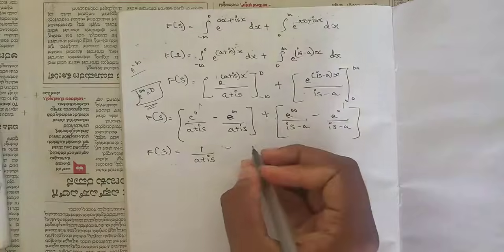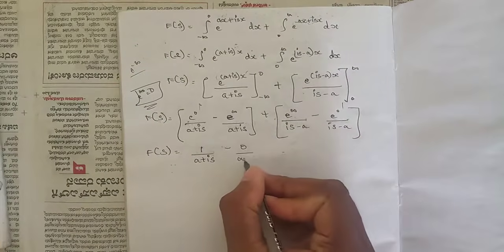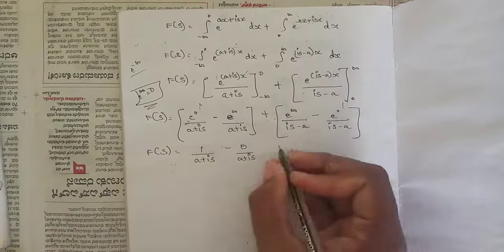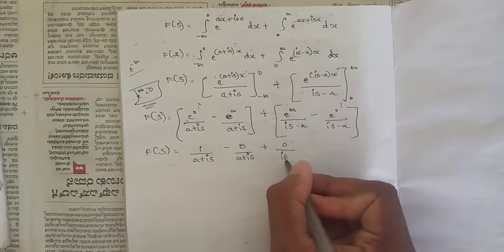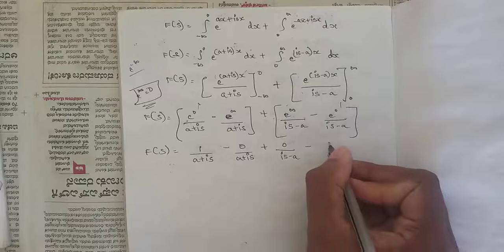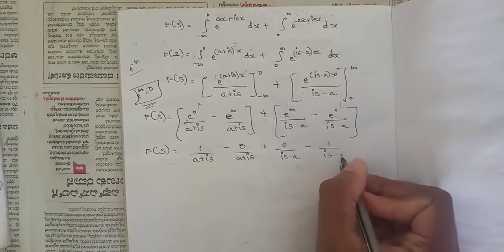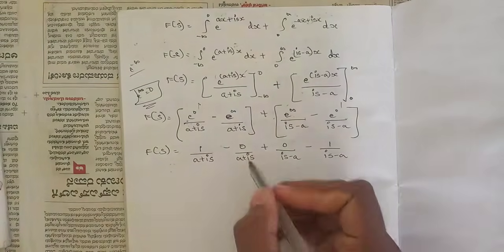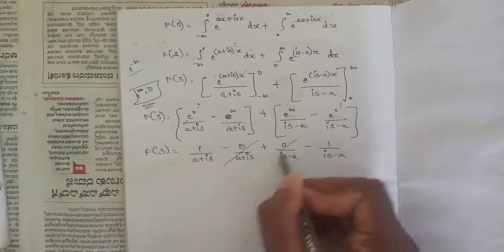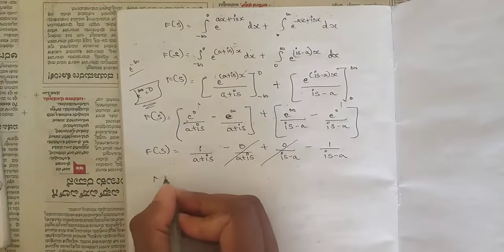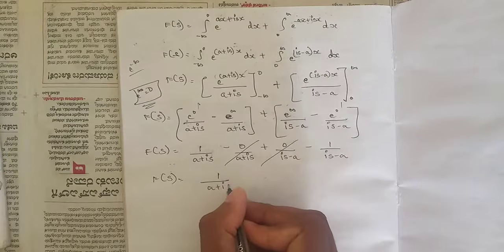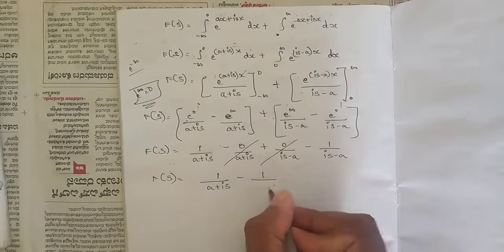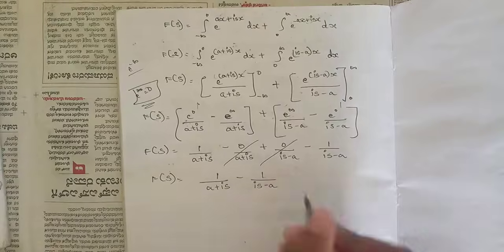So this becomes 0 divided by a plus s, plus e power infinity, which is again 0 divided by s minus a, minus 1 divided by s minus a. Now 0 divided by anything is equal to 0, so these two terms get cancelled. The remaining terms are 1 divided by a plus s minus 1 divided by s minus a.